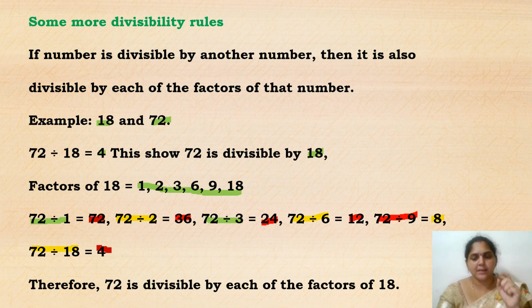Understood? Any number you are taking, it is divisible by a number, and for whatever number you have taken for divisibility, that number has factors. All those factors are also divisible by the number we have taken. Understood?